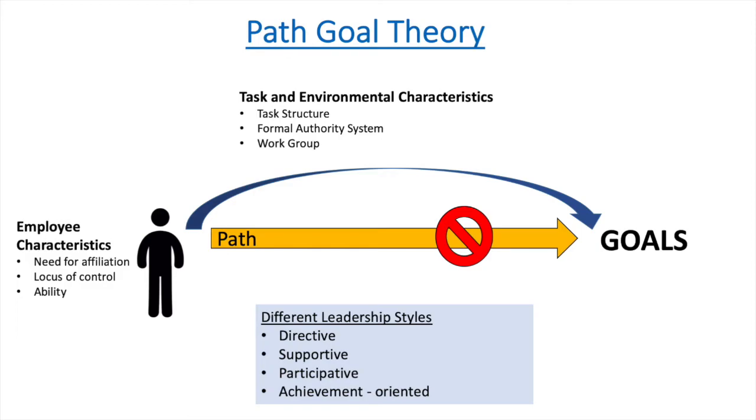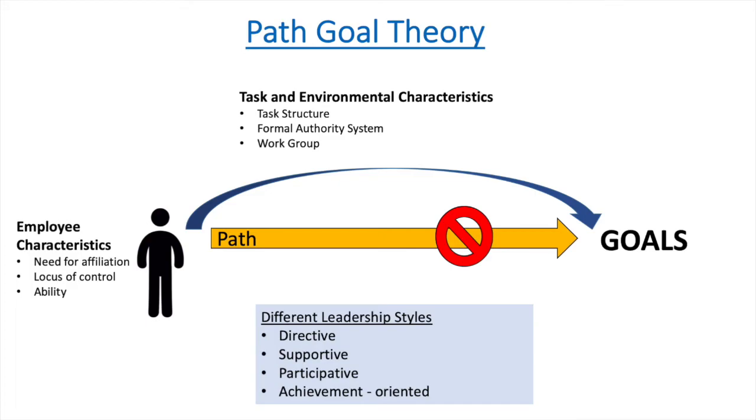Now let's look at the task and environmental characteristics. So the first one there is task structure. If a task has a lot of structure and is straightforward, step by step, what needs to be done, then you should really avoid a telling type of style or the directive style. Okay? You might use more of a participative leadership style when there is a high task structure. If there is a low structure to the task, then that's when the directive style might be more appropriate.